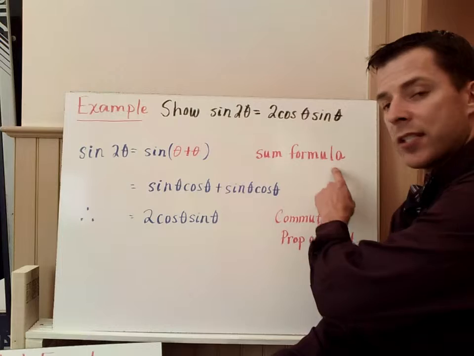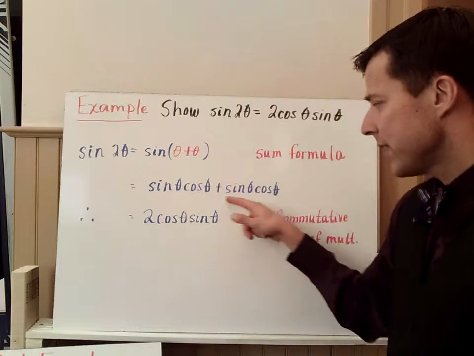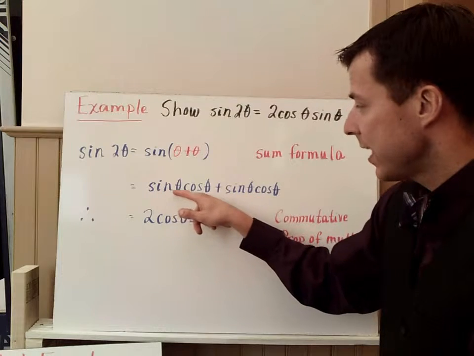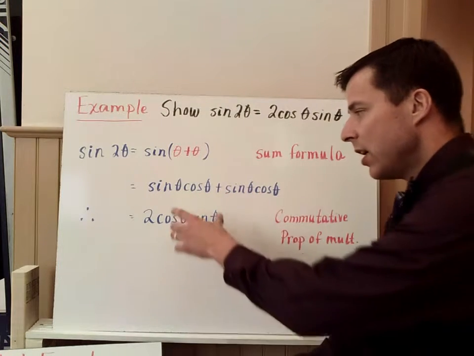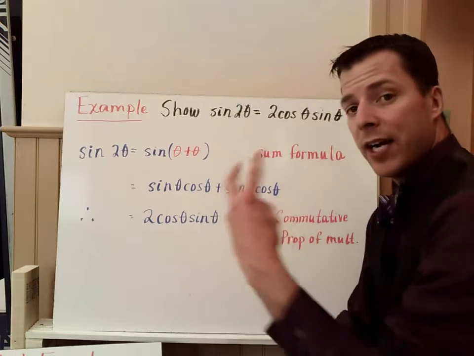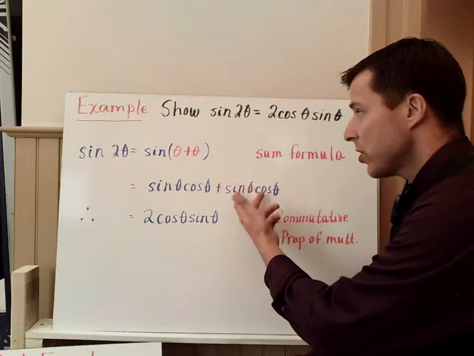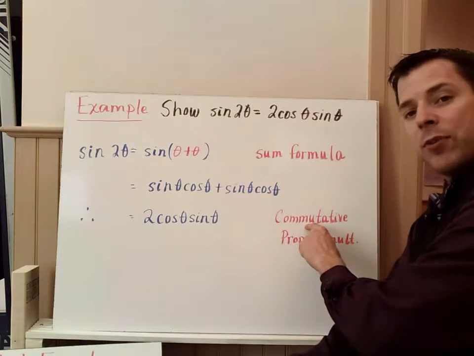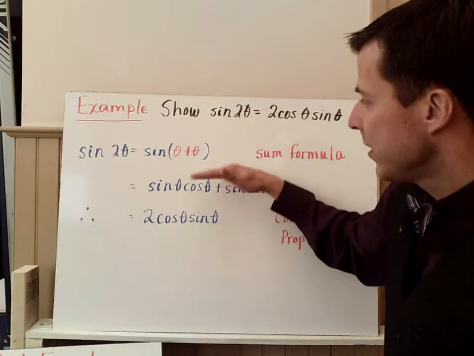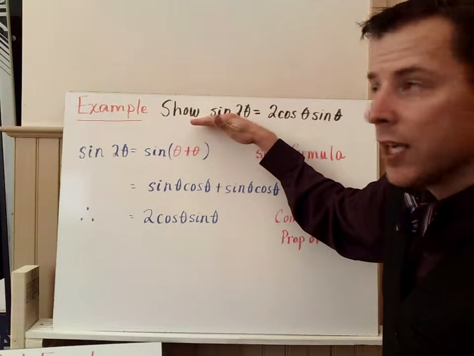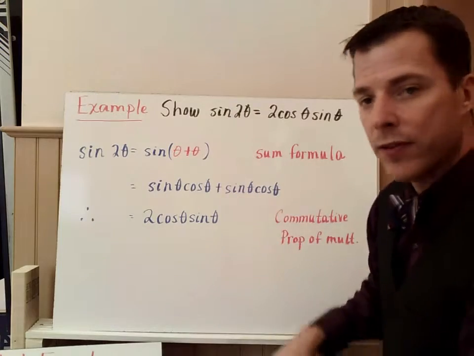Now I'm going to use that sum formula from the previous video. So I go ahead and apply that sum rule. I get sine theta cosine theta plus sine theta cosine theta. Look, they're the exact same term. I have 2 of them, so I get 2 cosine theta sine theta. I can switch their order to match this because of the commutative property of multiplication. So there's my proof. I can show these double angles by using the sum and difference formulas from the previous video.